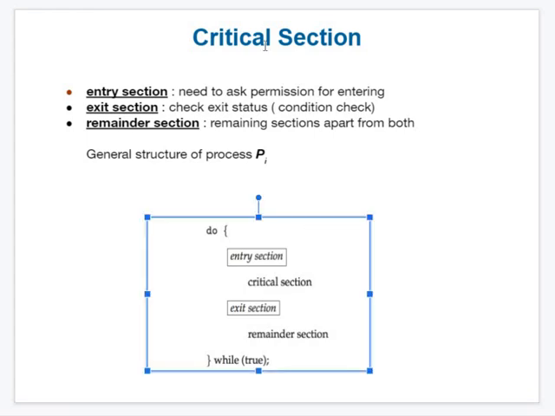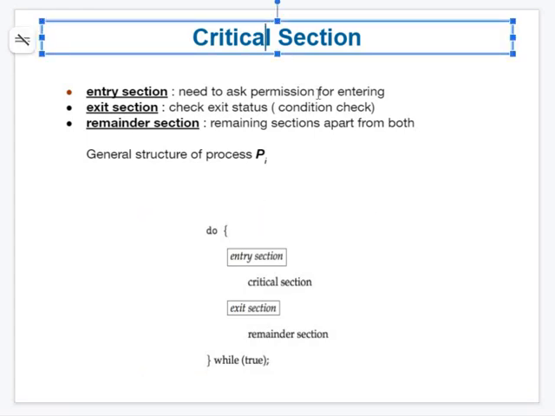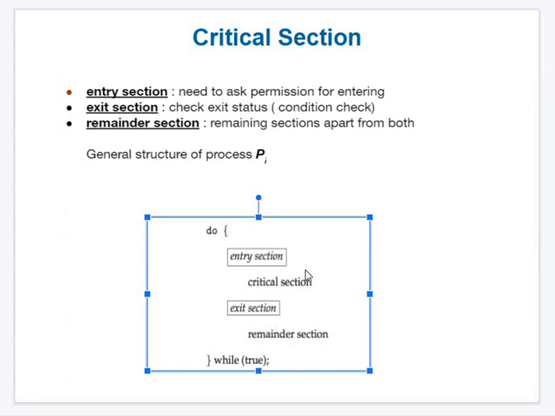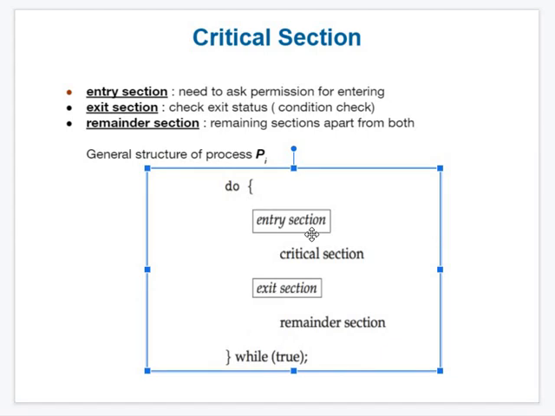Before we go to the problem explanation, let's look in detail at what a critical section means. If you take one do-while loop, what will it have? The do keyword, a curly bracket, then we will have an entry section, at the end an exit section, and after this a condition check. Between entry and exit, whatever is there is called the critical section.